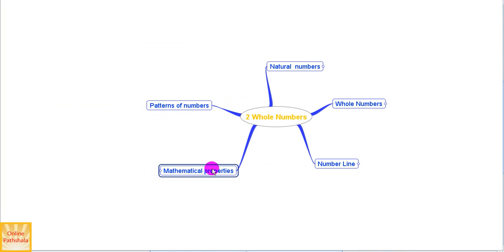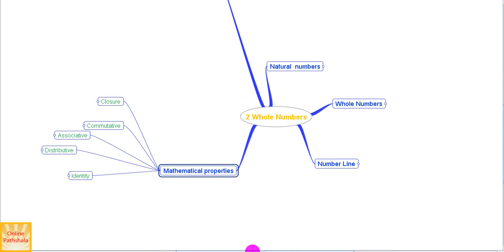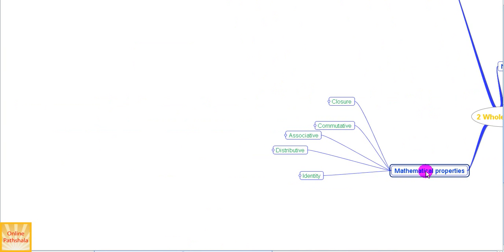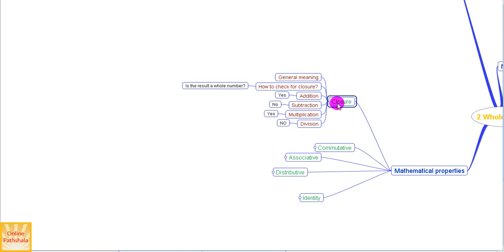And then we spent quite a lot of time in understanding the mathematical operations, and specifically the mathematical properties. We studied 5 different properties: closure, commutative, associative, distributive and identity property. And we spent quite a good amount of time in trying to understand these properties. For the closure property, the general meaning implies what is the result when we perform an operation.